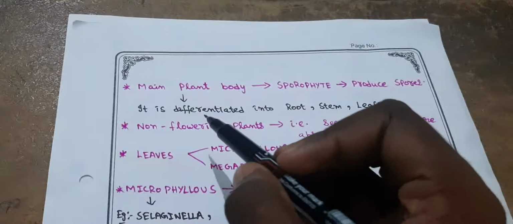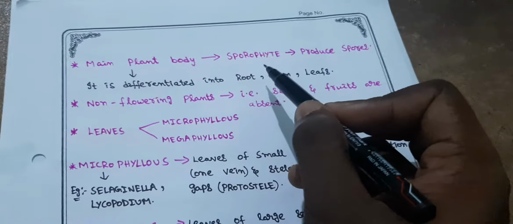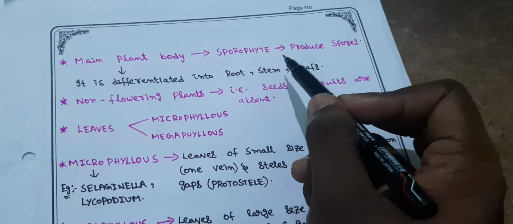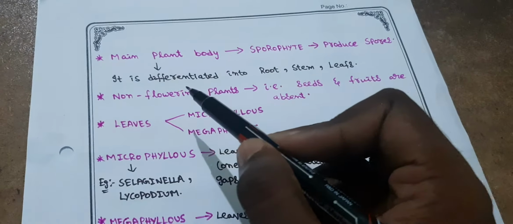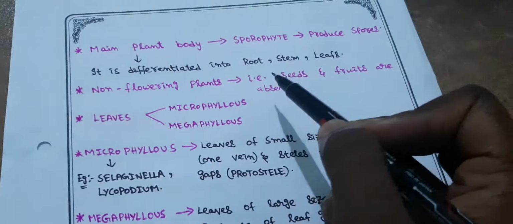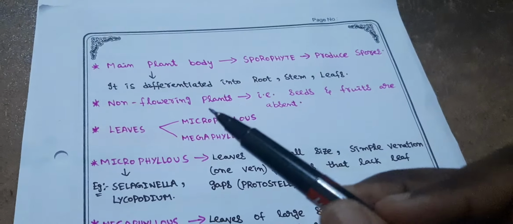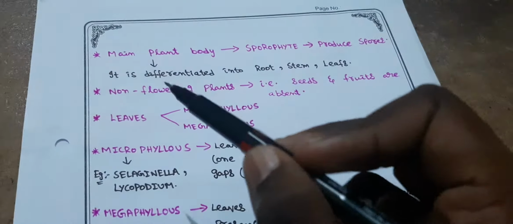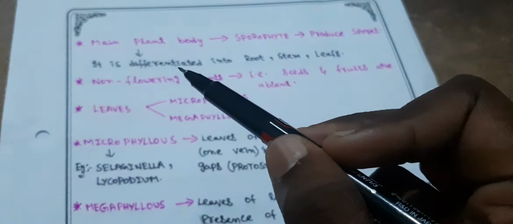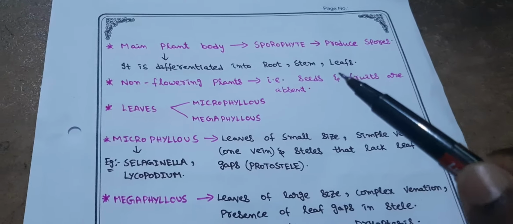Okay, next. The main plant body is sporophyte. It is diploid in condition. This sporophyte produces spores. And the main plant body is differentiated into root, stem and leaves. If you remember, in bryophytes we see root-like, leaf-like and stem-like structures. But here the plant body is differentiated into root, stem and leaves.